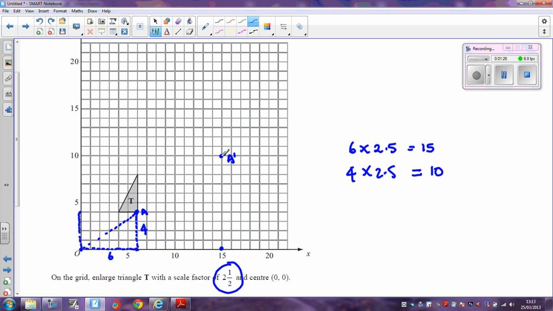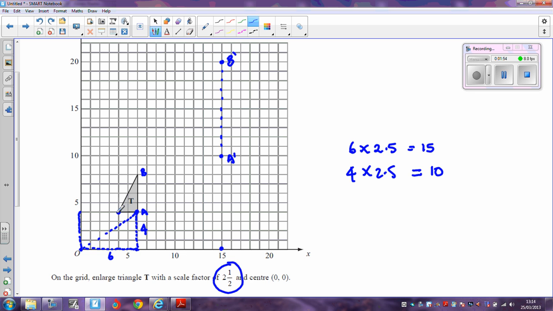Now I know the position of one corner. I also know that the new shape is going to be exactly 2.5 times taller and 2.5 times wider. But this is the bottom right-hand corner, so instead of being 4 units high, it's actually going to be 10 units high. So let's just count 1, 2, 3, 4, 5, 6, 7, 8, 9, 10. So the new corner, let's call that corner B, B is now there. Let's call that B dash.